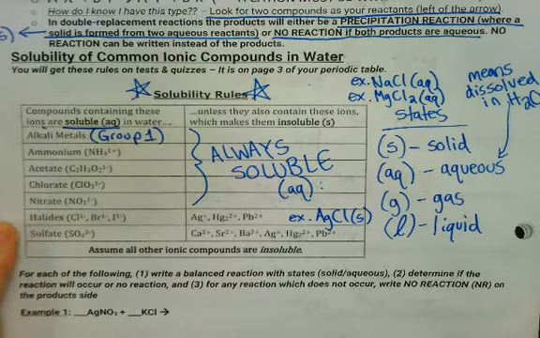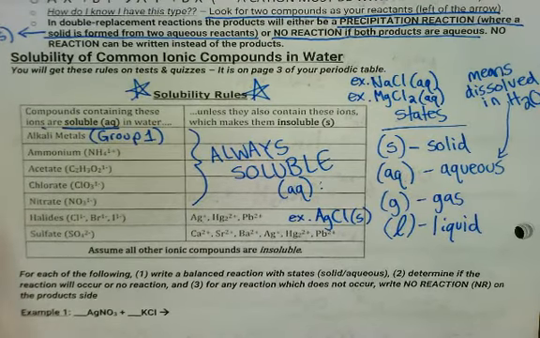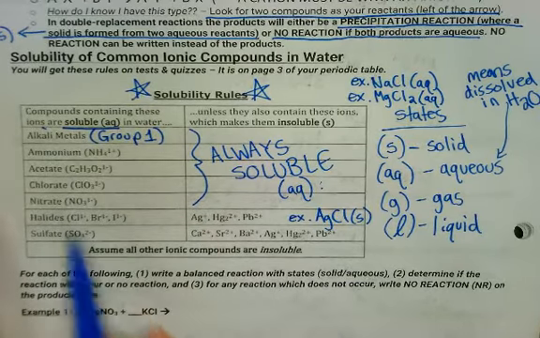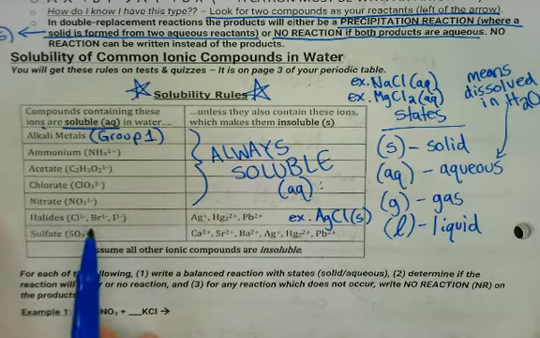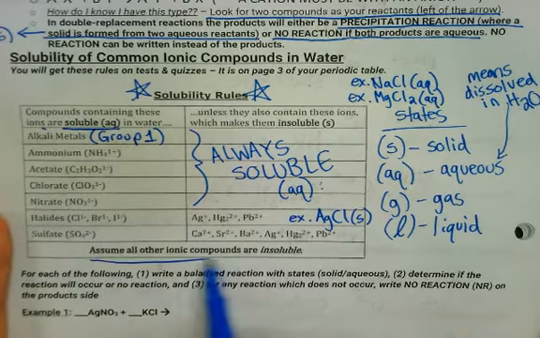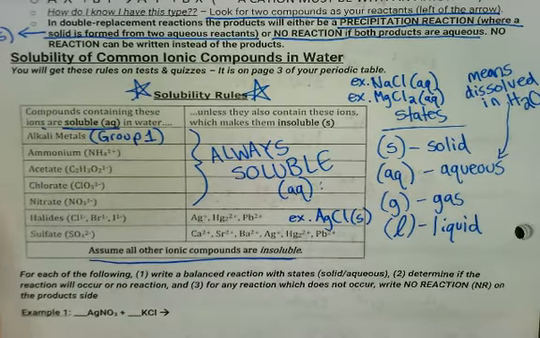We're going to get some more practice with this as we do examples down here. If you see a compound with ions that are not on this chart, we are just going to assume that all of our other ionic compounds are insoluble.